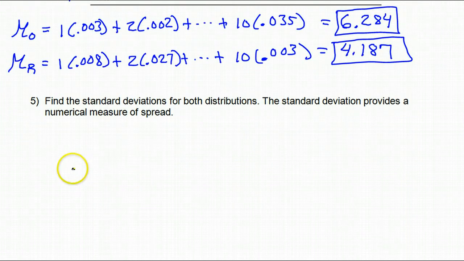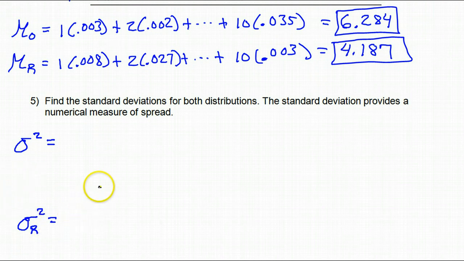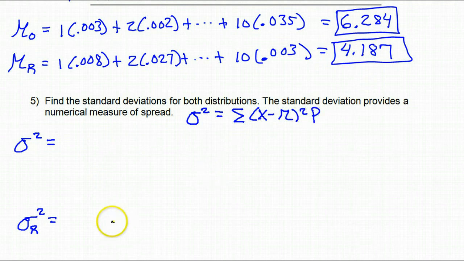Anyhow, standard deviation. So first we need the variance. Because I already have the probabilities from the rented ones in there, I'm going to do that first. The formula for variance is the sum of all the x's minus the mean, squared, times the probability. I'm just going to show a couple of those.